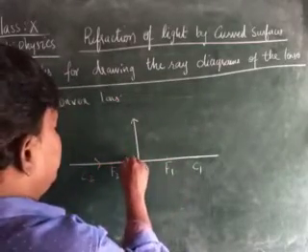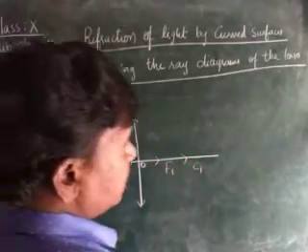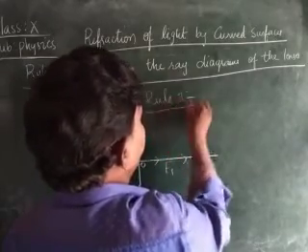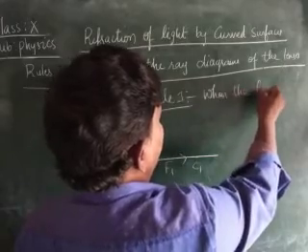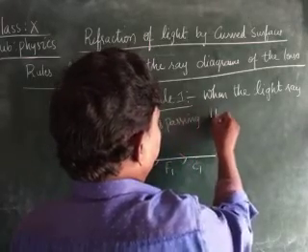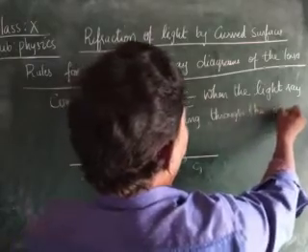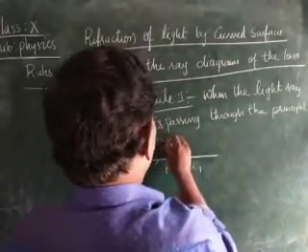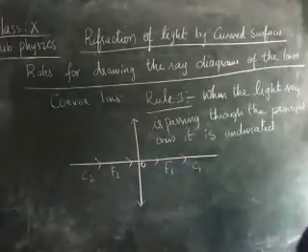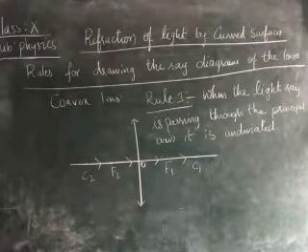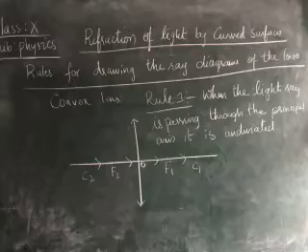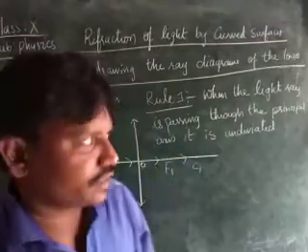And here the first rule is that when the light ray is passing through the principal axis, it is undeviated. This is the first rule, children.